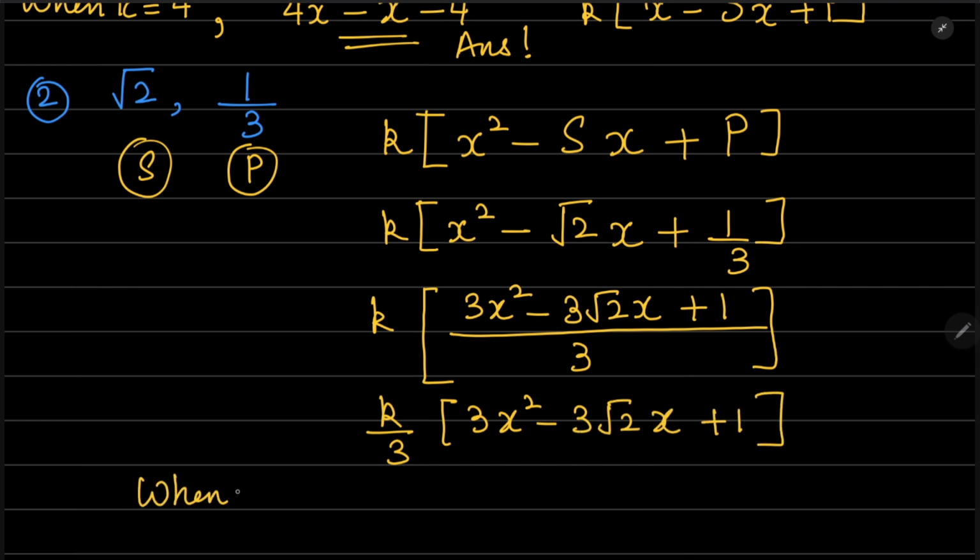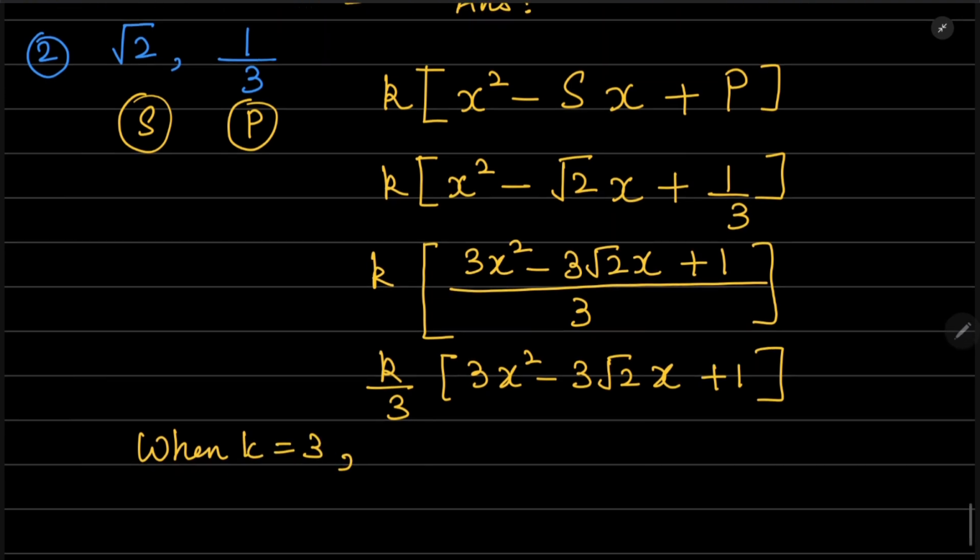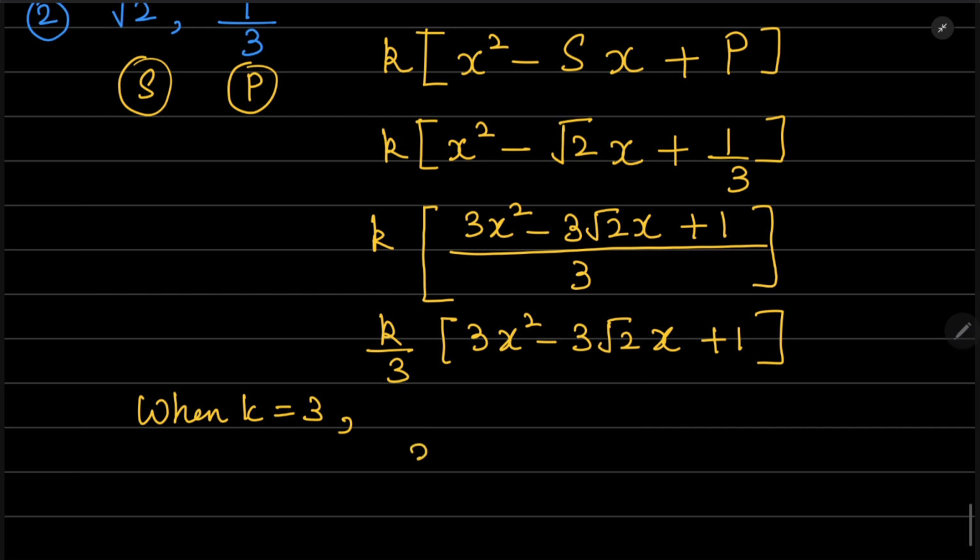Then when I'm taking k equal to 3, what will be the polynomial? The required polynomial is 3x square minus 3 root 2x plus 1, because 3 and 3 will get cancelled. It will become 1, 3 by 3 is 1. This is your final answer.